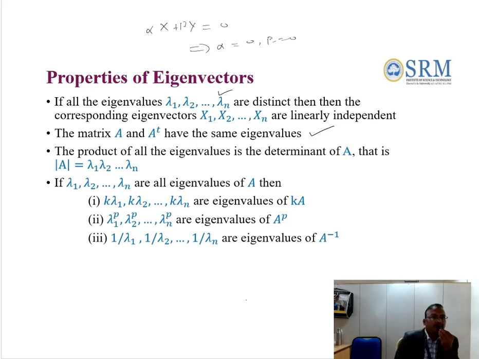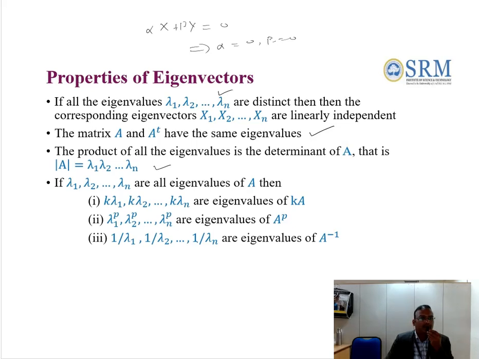Third property is product of all the eigenvalues is the determinant of A. That is, determinant of A is nothing but lambda 1 into lambda 2 into lambda 3 into and so on lambda n. Okay, there is a third property. See, finding the determinant of A is a very difficult problem if the size of the matrix is bigger and bigger. Whereas if you know the eigenvalues of the matrix, then it is easy to calculate the determinant, right?